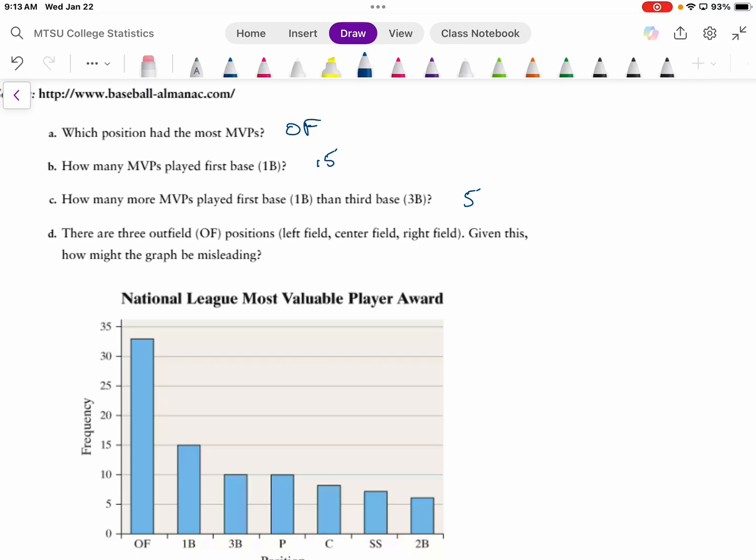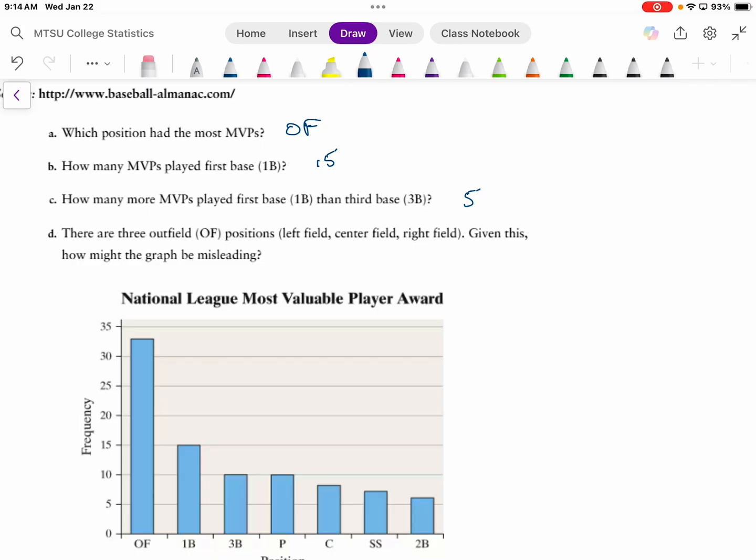There are 3 outfield positions: left, center, right field. Given this, how might the graph be misleading? It doesn't show which outfield position has the most MVPs. Yeah. Right now, I grouped all 3 together. It'd be nice to know, did more center fielders, more left fielders? We just don't know for the MVP. That's all grouped together, and so we don't know which one was greater. Was it the center fielders that had the greater amount of MVPs, and so forth?